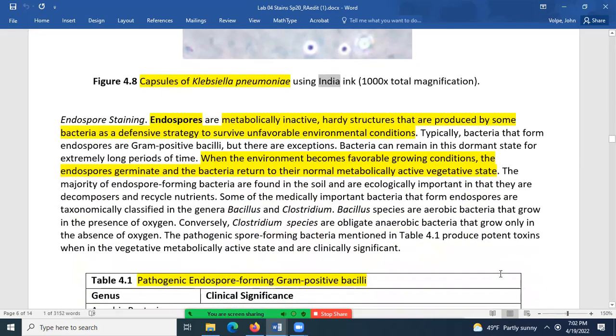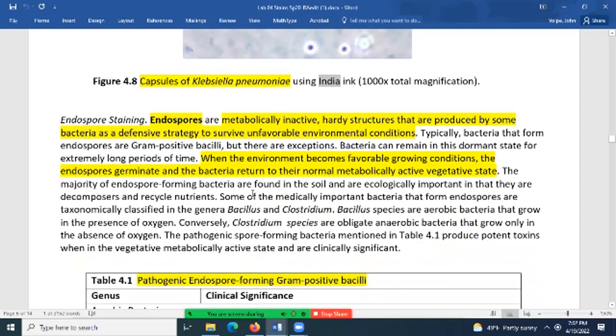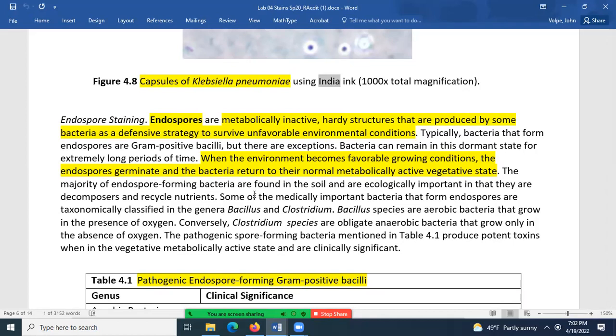Endospores, the endospore stain, is another special stain. Endospores are a metabolically inactive cell. When the cell comes to an environment where it will die, the cell starts making an endospore. The endospore is an inactive and hardy structure, and then the cell can continue to live in this harsh environmental condition. It'll just survive for a long period of time.